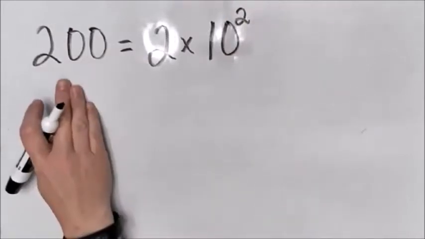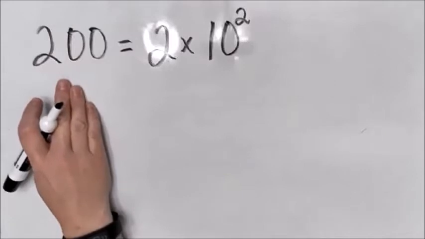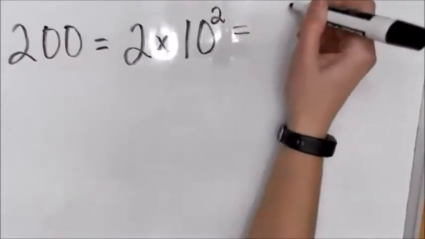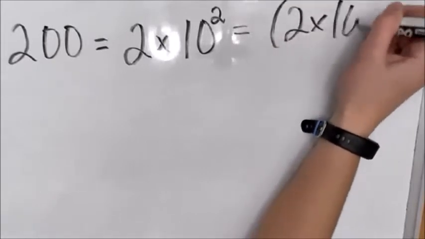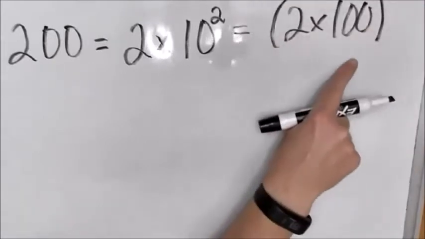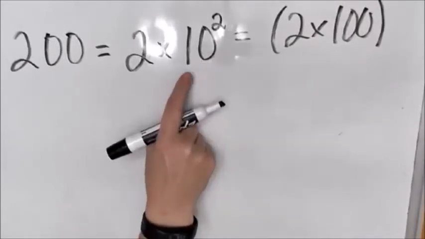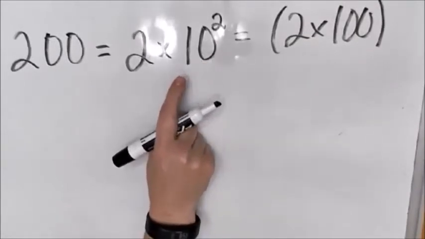So this, if we expand this out into powers notation, not expanded notation, because in expanded notation, we would have written it like this, 2 times 100. 10 squared is 100, but that's not how we're going to write it anymore. We're now going to write it just like this.